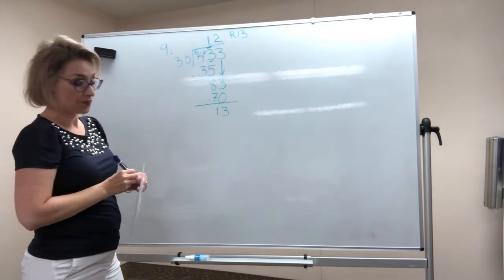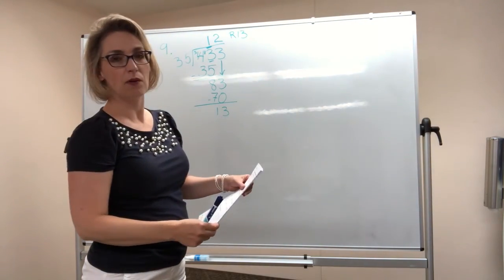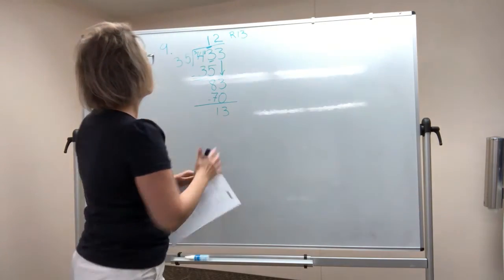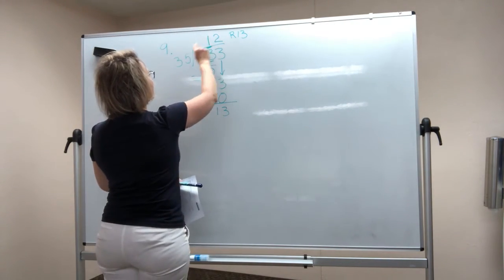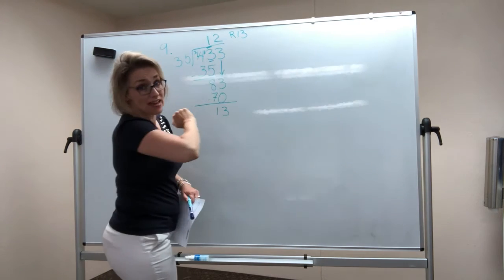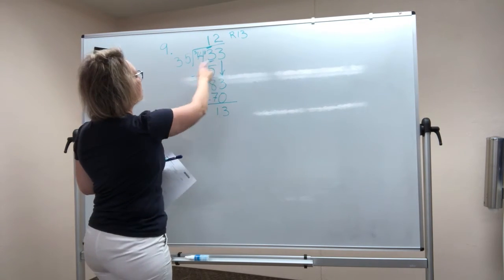Okay? Now, do you remember how it says for 9 through 16, it says check by multiplying? You've done this on easier problems. Let me remind you how we do it. We multiply this times this, the 12 times 35. We add the remainder on, because that's a part of it too, so we have to add that on and see if we get 433.